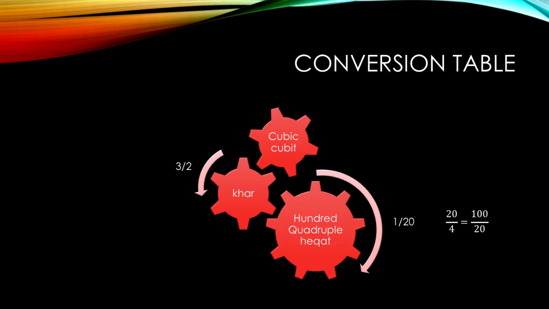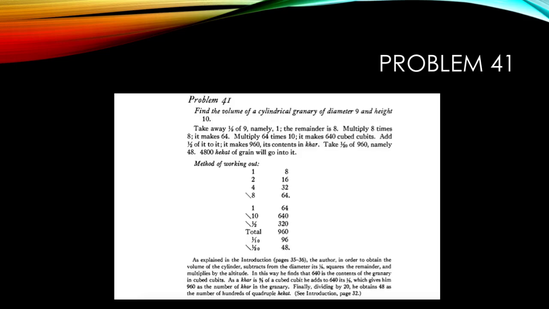So I take 640, which is in cubit, and I add to it 320. I get a total of 960. That's the volume of the cylinder expressed in heqat. Now brace yourselves, it's going to get a little bit more complicated because I'm going to have to explain to you the difference between heqat, which is a measure, a volume, and a quadruple heqat.